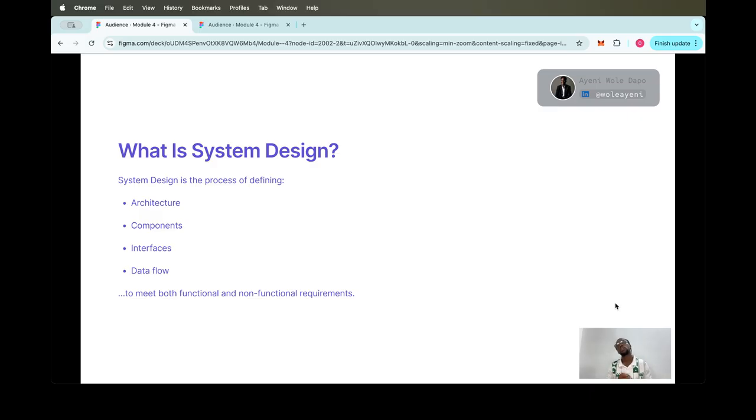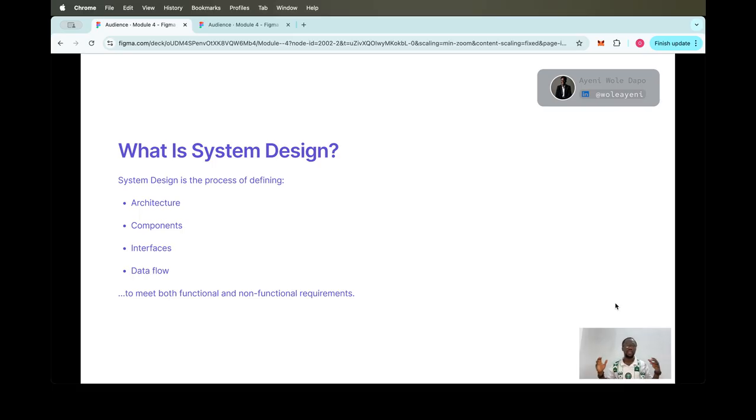So let's start by defining what system design is. According to my definition here, system design is the process of defining the architecture, components, interface, and data flow of your system or your platform or your API product to meet both functional requirements and non-functional requirements.